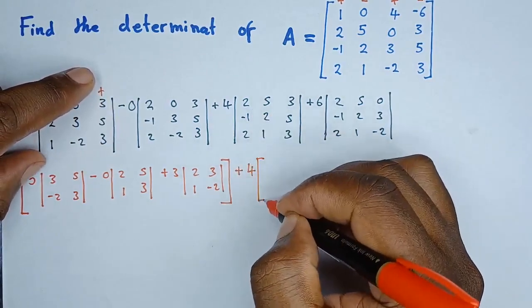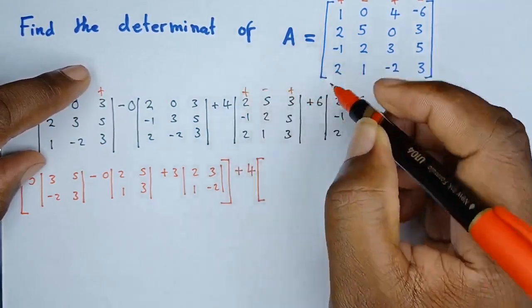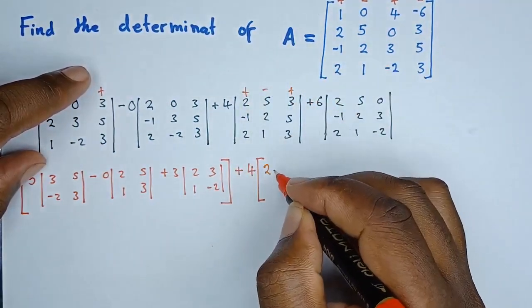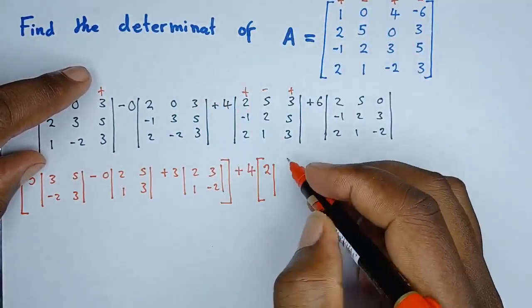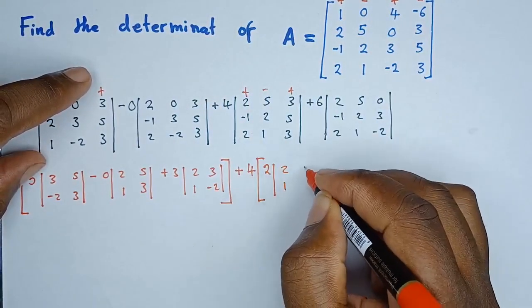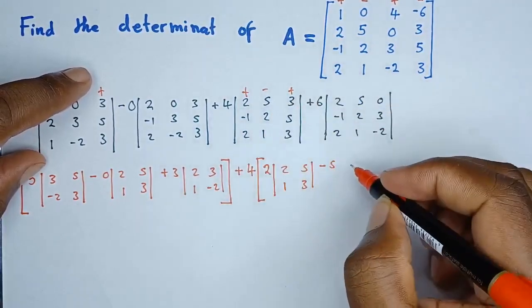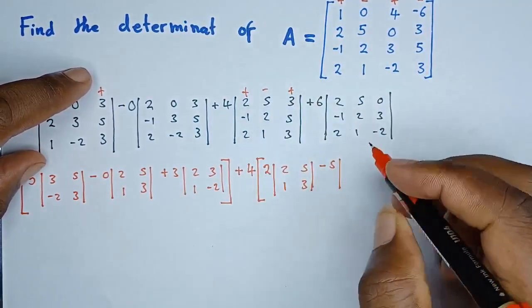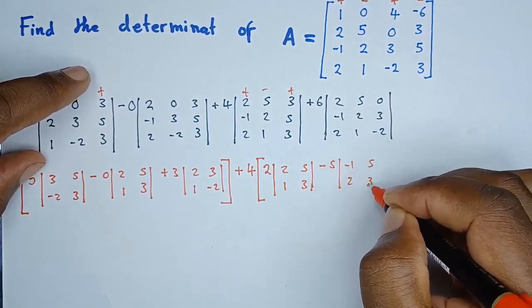So we open our bracket. So again, signs will alternate. So the first value that we have is a 2. So everything except the row and column for 2 should be 2, 1, 5, 3. Minus 5, this 5 here. Everything except the row and column for 5, we have negative 1, 2, 5, and 3.